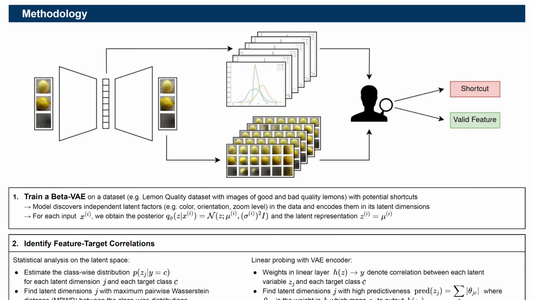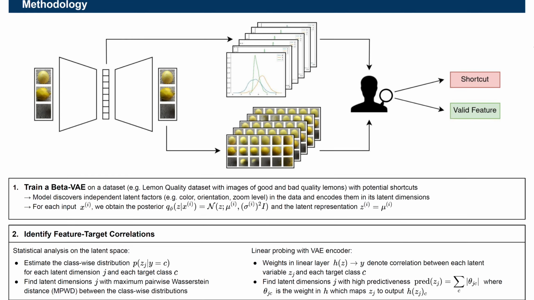First, we train a beta VAE on a given dataset. Here, it's a dataset containing images with lemons of good and bad quality. The VAE discovers independent factors in the data, for example, the color, orientation, or zoom level of the lemons. All these factors are encoded in the VAE's latent dimensions.